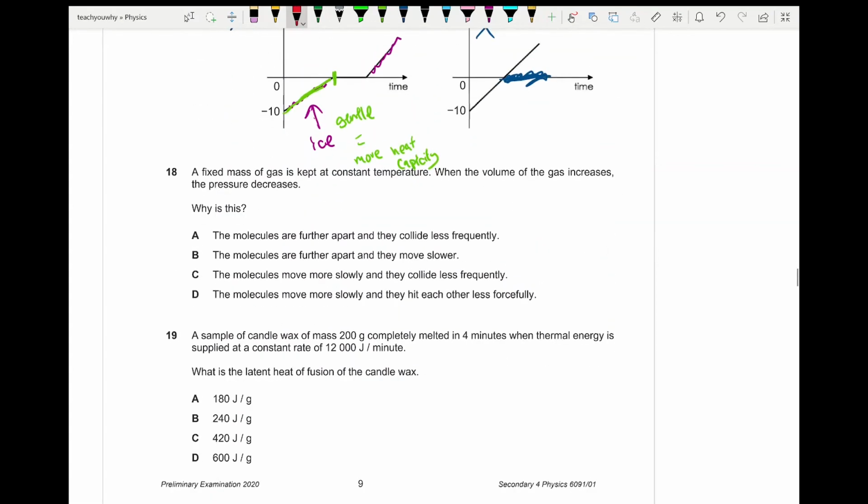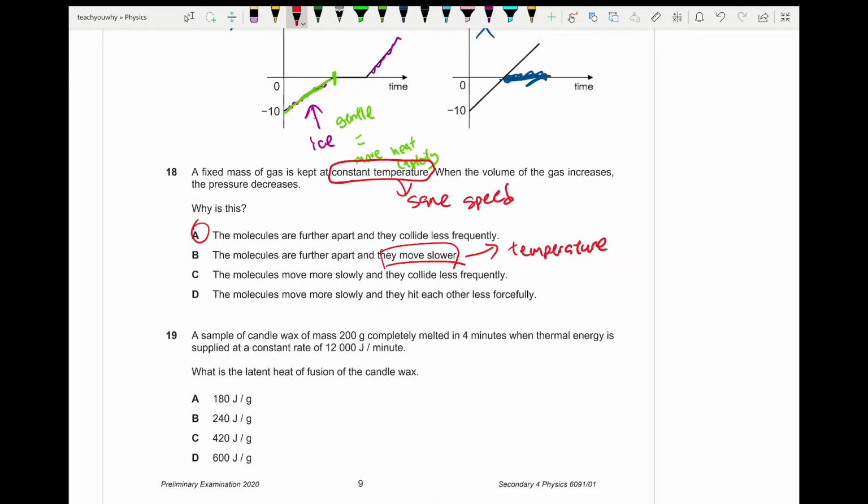Okay. A fixed mass of gas is kept at a constant temperature. When the volume of gas increases, the pressure decreases. Why is that so? The molecules are further apart and they collide less frequently. Answer is A. Definitely not "further apart and they move slower". Slow or fast has got to do with your temperature. This is constant temperature, so the same speed.